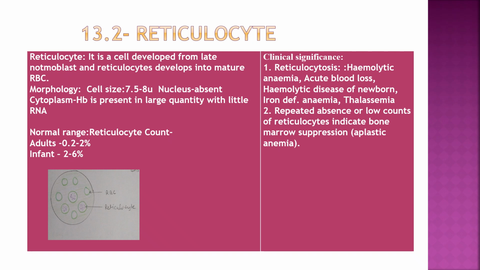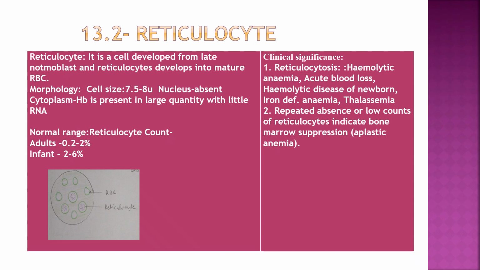Reticulocyte, it is an immature RBC which is developed from the late normoblast, and then it continues to develop into the RBCs. So the cell size is around 7.5 to 8 micron, nucleus absent, but cytoplasm contains hemoglobin in large quantity with little RNA, ribonucleic acid. Normal range of reticulocyte in adults is 0.2 to 2%, in infants it is 2 to 6%.